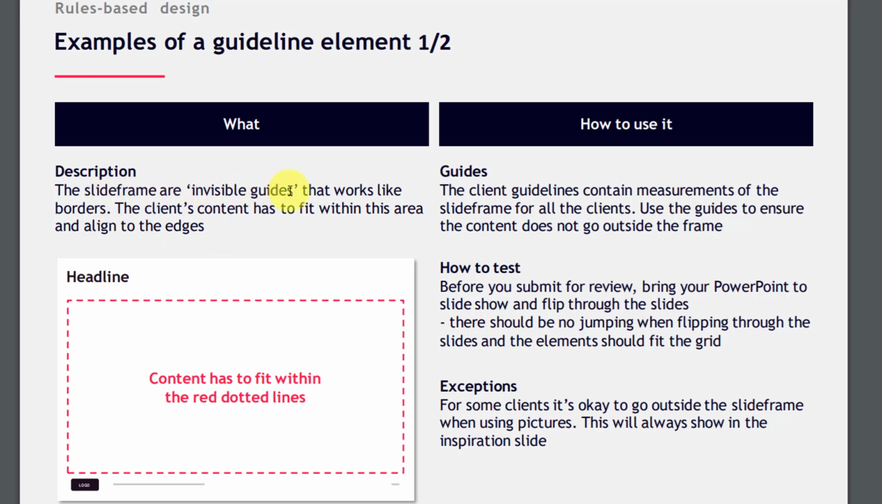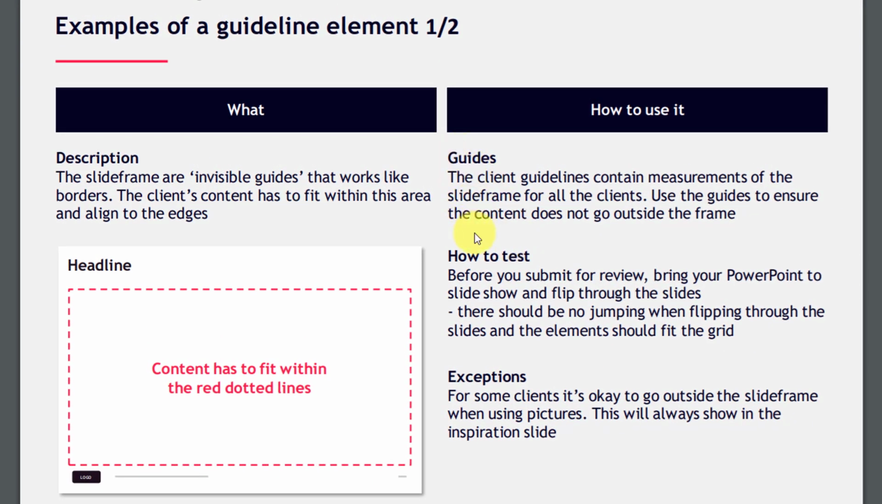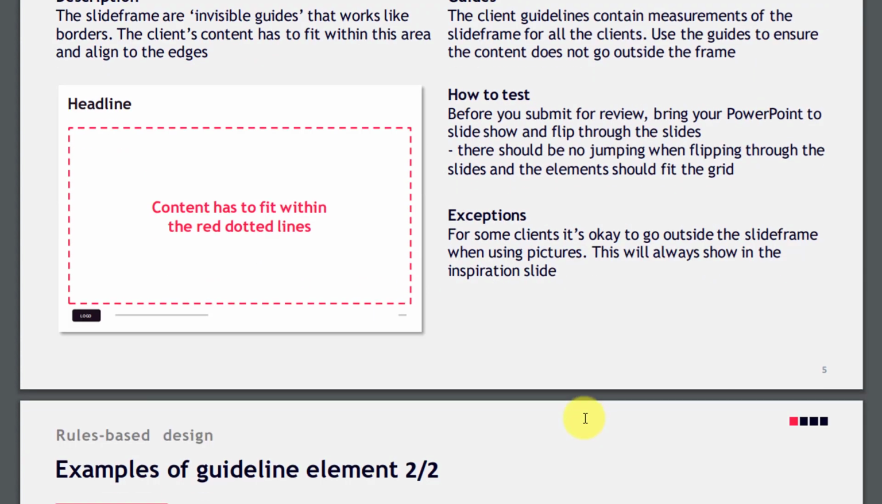These are invisible guides that work like borders. Okay, the client content has to fit within this area and align to the edges. So this you need to understand when you are working on a live client project. How to use it? Everything is written in this document here. You can use the guides, how to test, and exceptions. Testing is very easy. You put the deck in slideshow mode and you flip through all the slides so that you can see if everything is consistent and falling within those invisible dotted lines. All right.